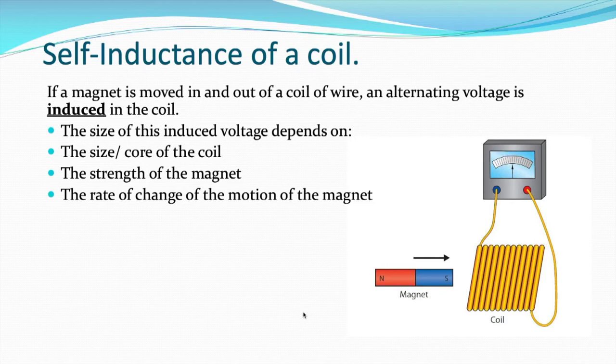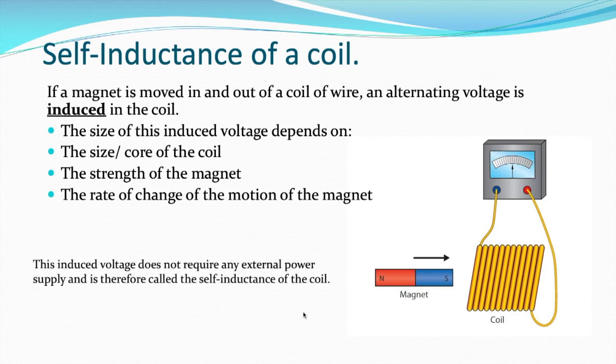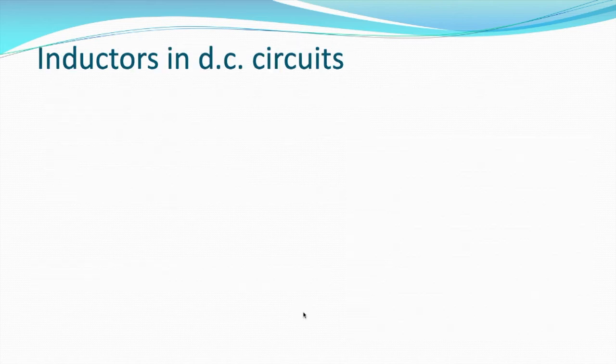So there you go, that was Faraday's very simple demonstration. If you move a magnet in and out of a coil, then an EMF is produced. Now that induced voltage doesn't require any external power supply, and therefore it's called the self-inductance of the coil. It's the coil that is producing that voltage itself by the action of a changing magnetic field.